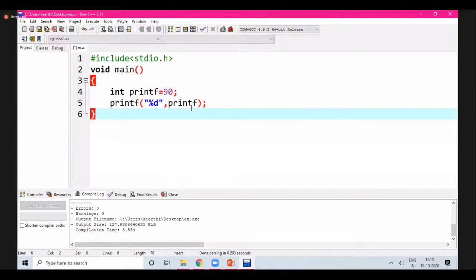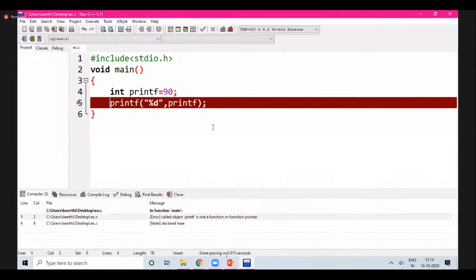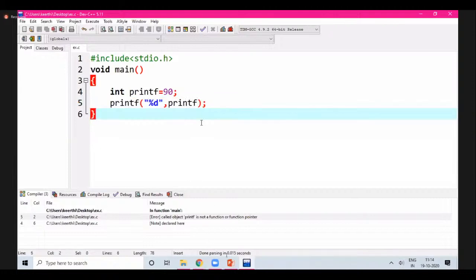In this case, we cannot use keywords as variables or identifiers. There is an ambiguity problem, so you're making the processor confused. Either you want to use printf as a normal variable or as a predefined function. Such cases will throw an error. That is the error that is given.